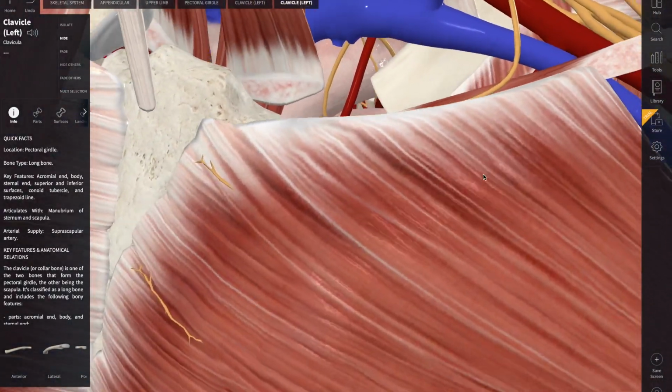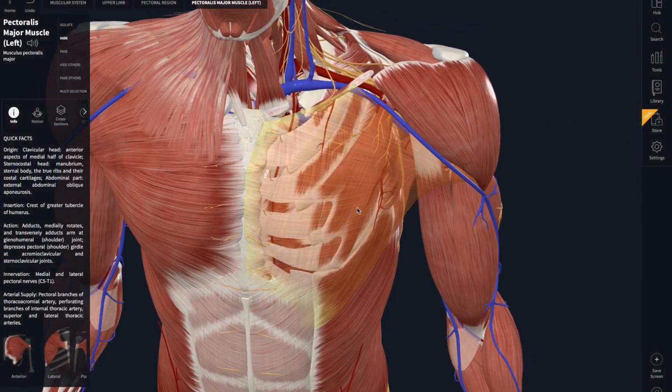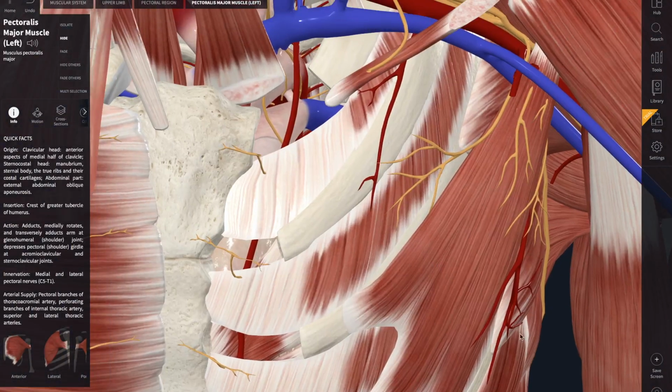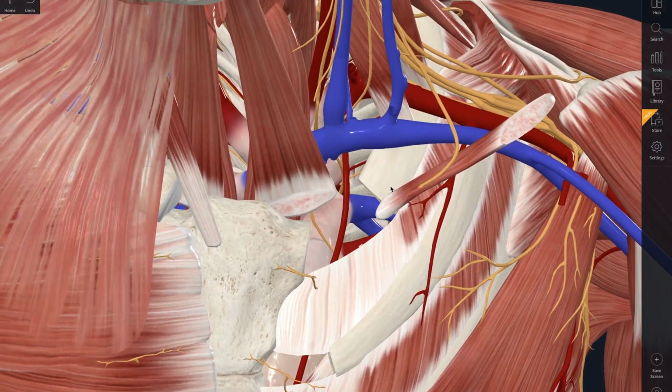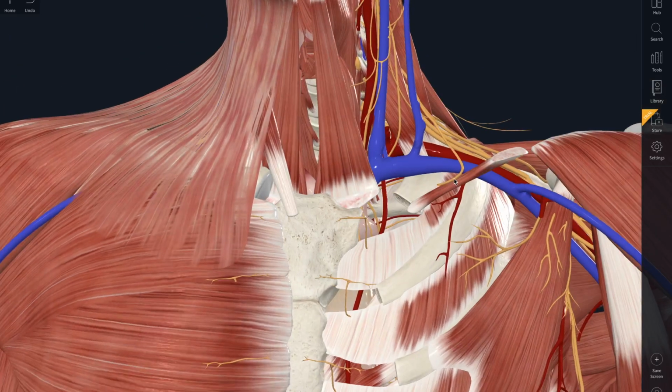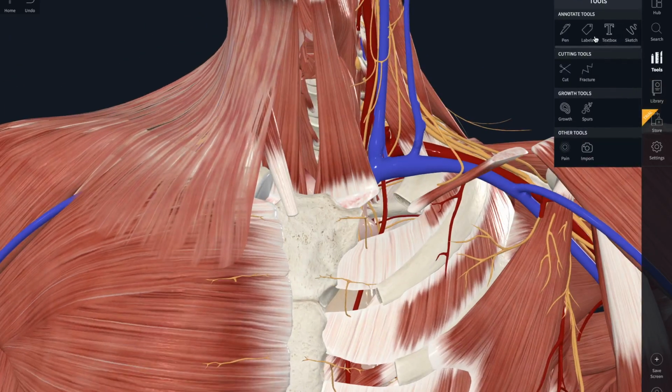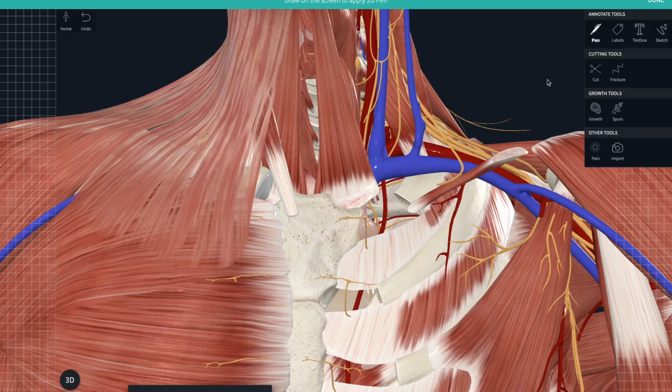So the limitation, let's remove this right pec major, and let's talk about what we actually mean. If we look at this body, the limitation of the root of the neck laterally is the first rib and the first costal cartilage. So this is the first rib, this is the lateral limitation. Anteriorly is the manubrium of the sternum, and posteriorly we have the T1 vertebra.